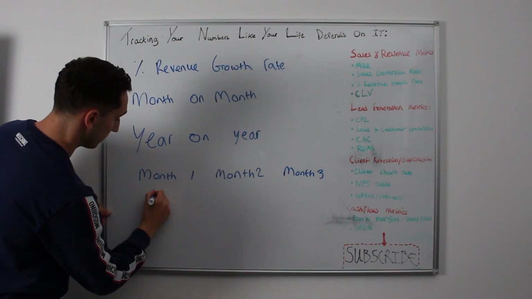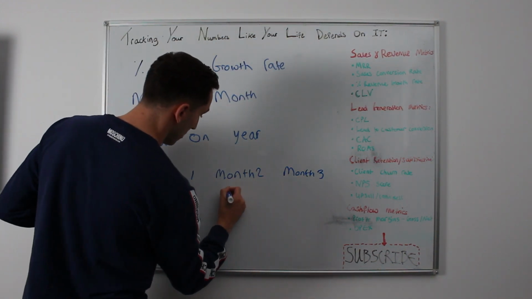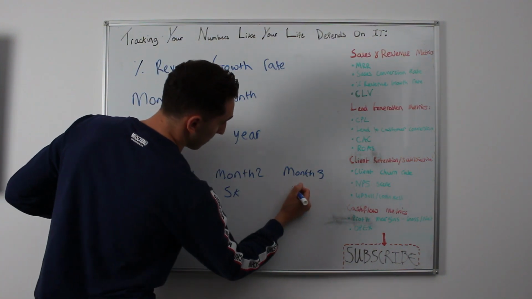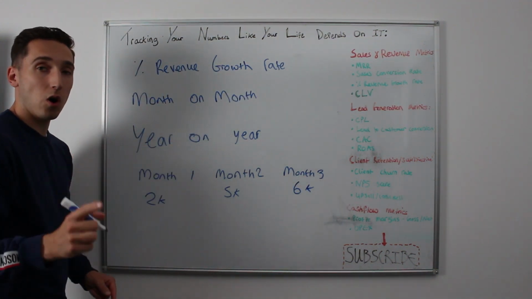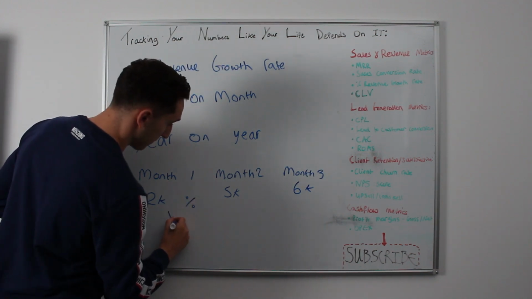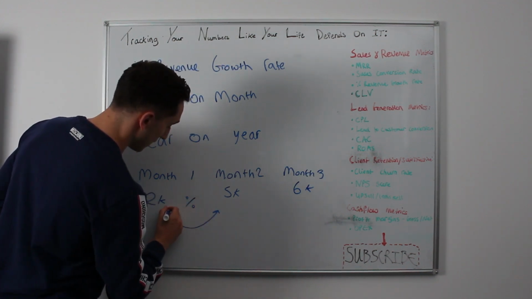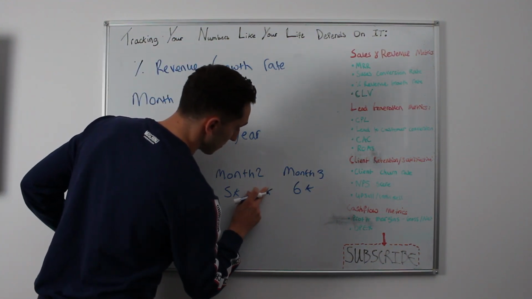So in month 1, we did 2K. In month 2, we did 5K. And in month 3, we did 6K. Your opportunity here is to work out the percentage growth. Now the reason why we're doing this is because we're going to be able to identify a few things here. Oh, that was a rubbish percentage sign.